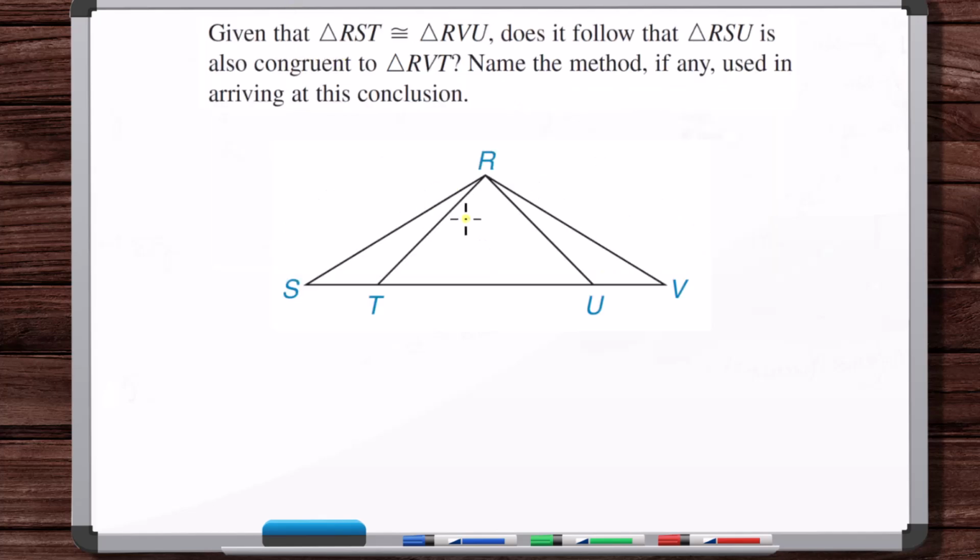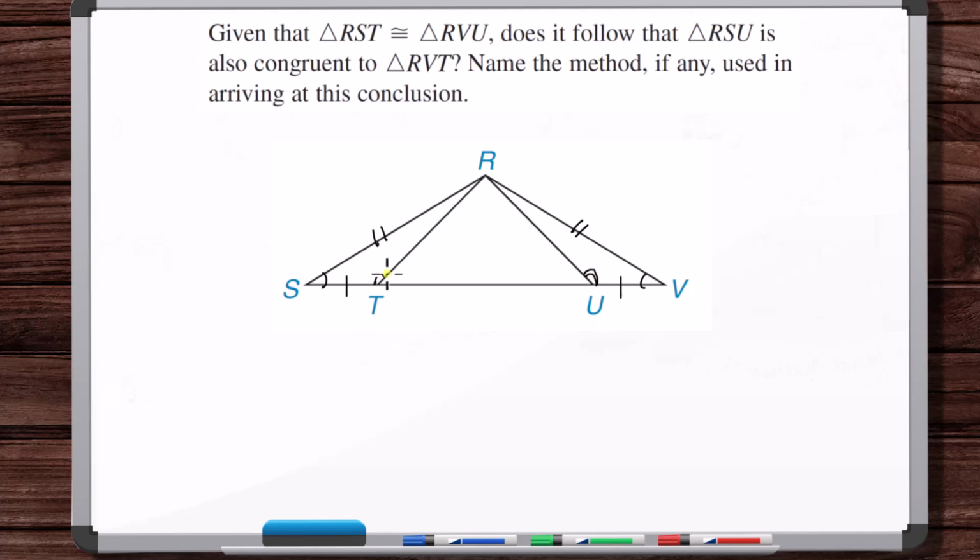Given that triangle RST is congruent to triangle RVU, does it follow that triangle RSU is also congruent to triangle RVT? Name the method, if any, used in arriving at this conclusion. Okay. So triangle RST is congruent to triangle RVU. Then we can say that these two sides are congruent. These two sides are congruent. These two angles are congruent. These two angles are congruent.